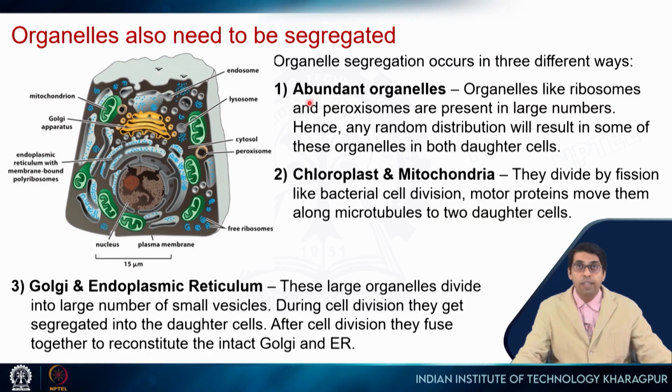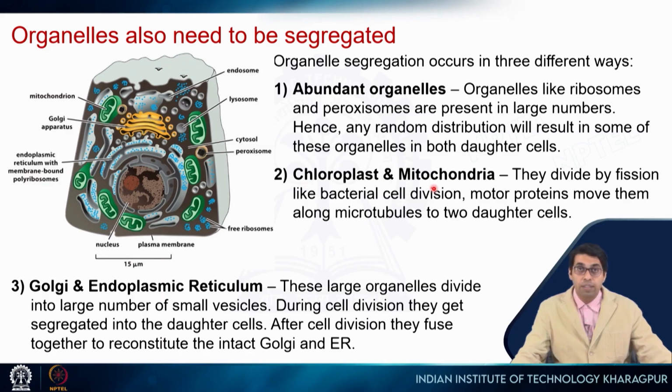The first one is for abundant organelles, organelles like ribosomes and peroxisomes, which are present in large numbers. Ribosomes will be scattered throughout the cell, right? Now if the cell divides like this, you will have enough ribosomes in the two daughter cells. So it's just by sheer number that they are distributed into the two daughter cells.